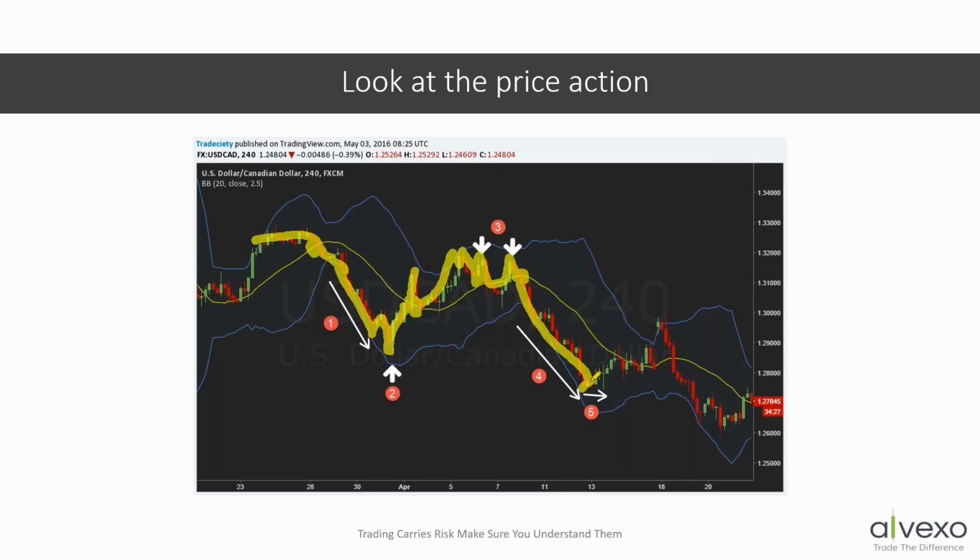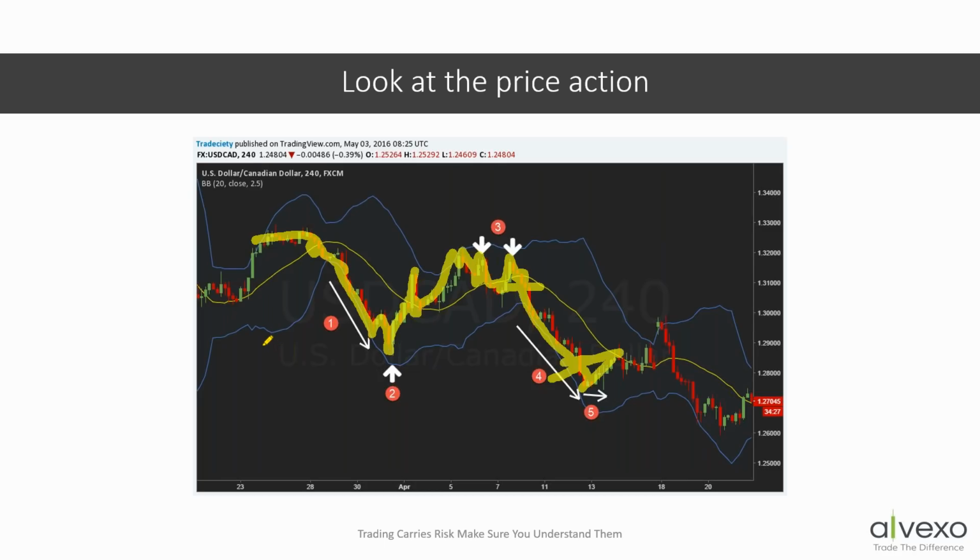Again, it bounces off that band, but we would have stayed in this sell point until it crossed above that moving average. So we would have gotten in here and gotten out here, which is a nice profit. But all of this is just simply using Bollinger Bands.